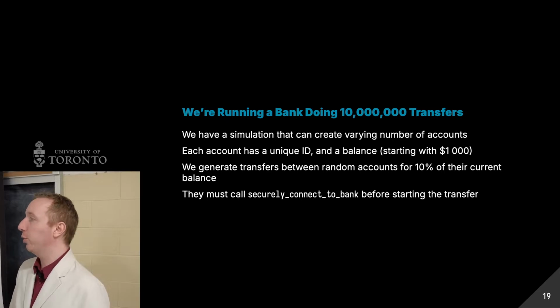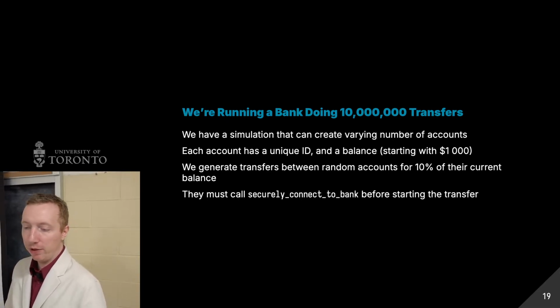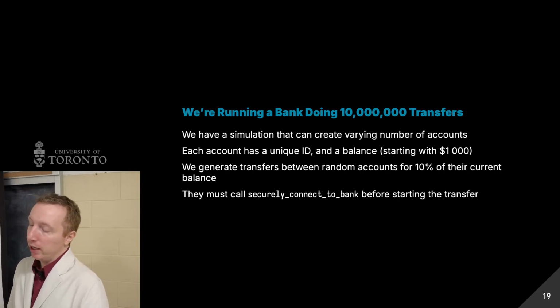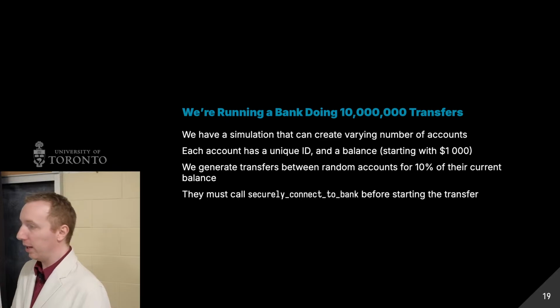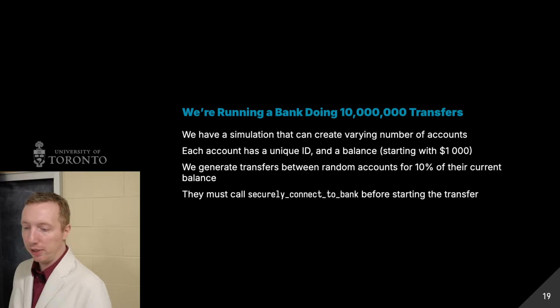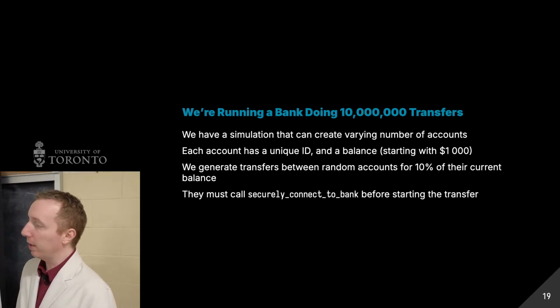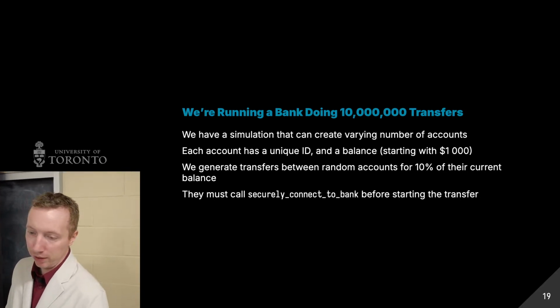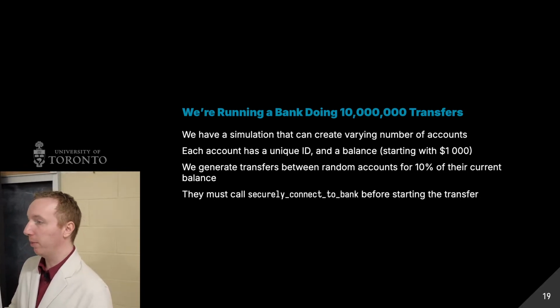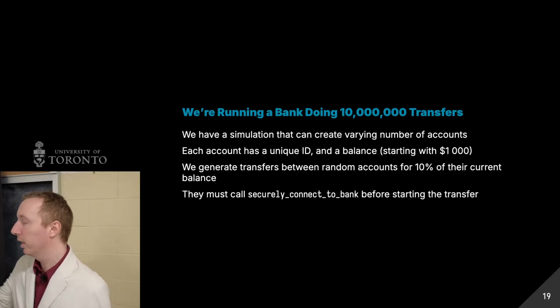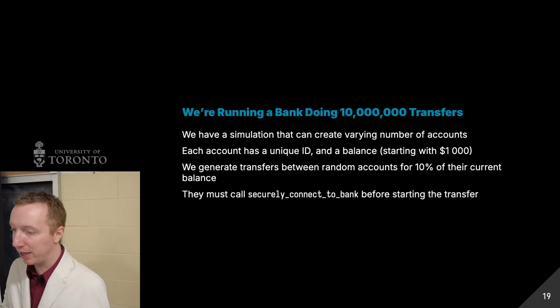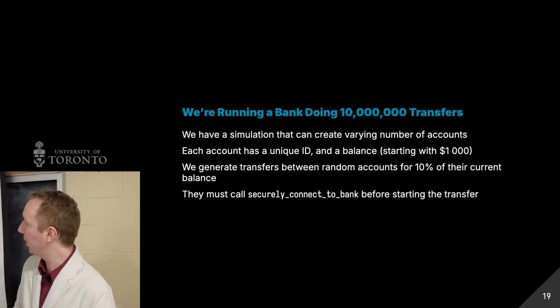We're going to simulate doing 10 million transfers. We have a simulation that creates a varying number of accounts. The rules are quite simple. Each account has a unique ID and a balance. We'll assume everyone starts with $1,000, and we are going to generate random transfers between random accounts for 10% of their current balance. It's a zero-sum game. We're the bank, just facilitating transfers between accounts.